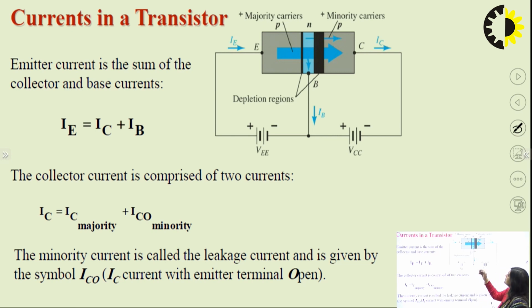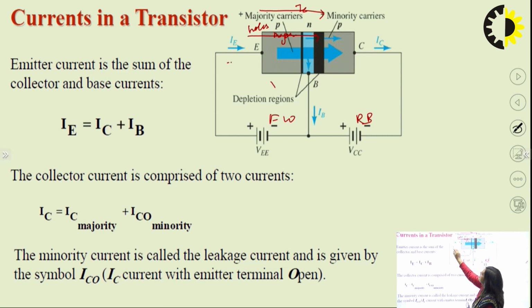And also we will see this is a PNP transistor and we have connected the P so that this junction is forward bias and this junction is reverse bias. We can see from the figure that the majority charge carriers will flow in this way, and these majority charge carriers are the holes. So the direction of current in the device will be in this way. That's why the emitter current will be flowing in this way.